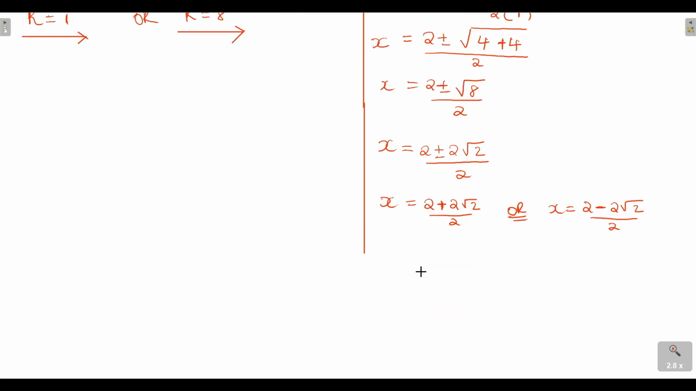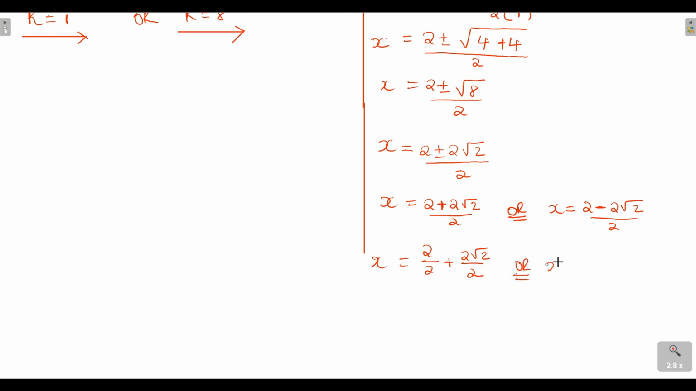What are we noticing here? This is the same as just saying 2 divided by 2 plus 2 square root 2 divided by 2. Do you see that? It's the same as also writing it like that. Guys, I'm just doing this so that you start to enjoy maths.